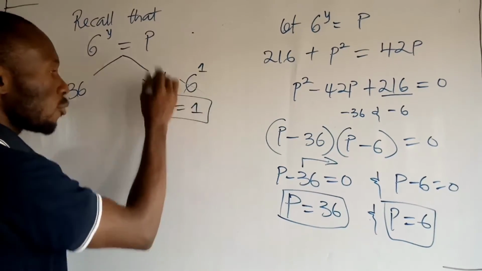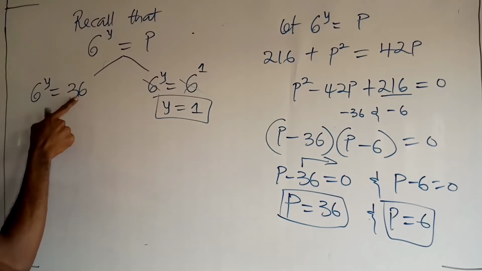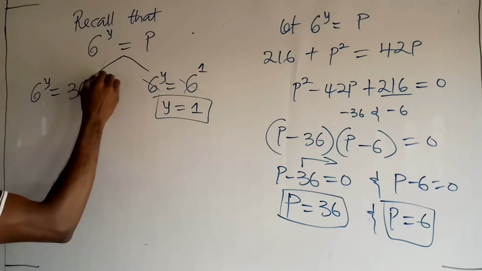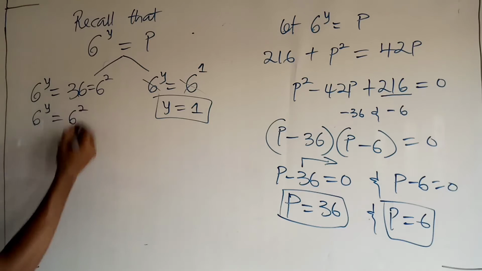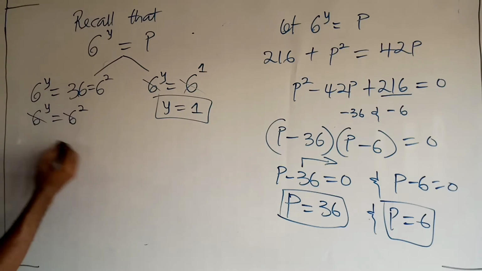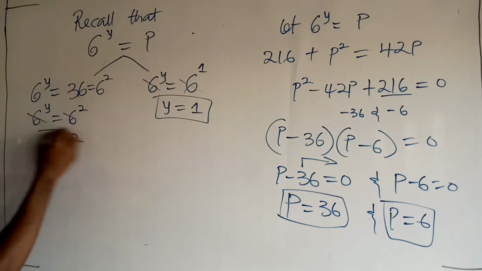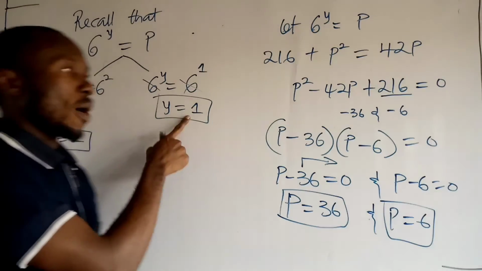so your value of y is equal to 1. At this point you know this 36 can also be written as 6 to the power 2, right? So you have 6 to the power y is equal to 6 to the power 2. The bases are the same, we cancel out and we equate the exponents. So your y is 2 and your y is 1.